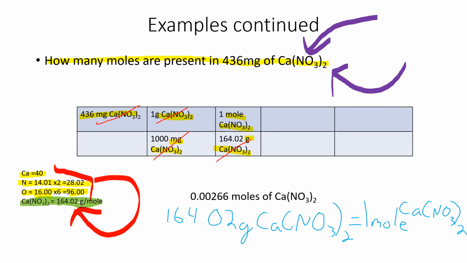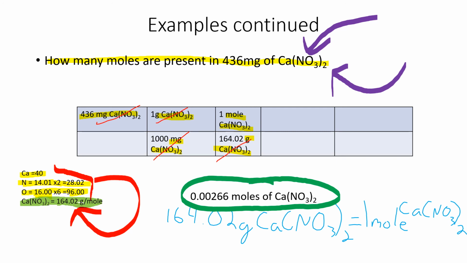How do we deal with this final calculation? Well, same thing as all the other calculations. Anything in the numerator is a multiplication. Anything in the denominator is a division. So how do we key this in? 436 divided by 1,000 divided by 164.02. And when you go ahead and you do that, you should get a final answer of 0.00266 moles of the calcium nitrate.